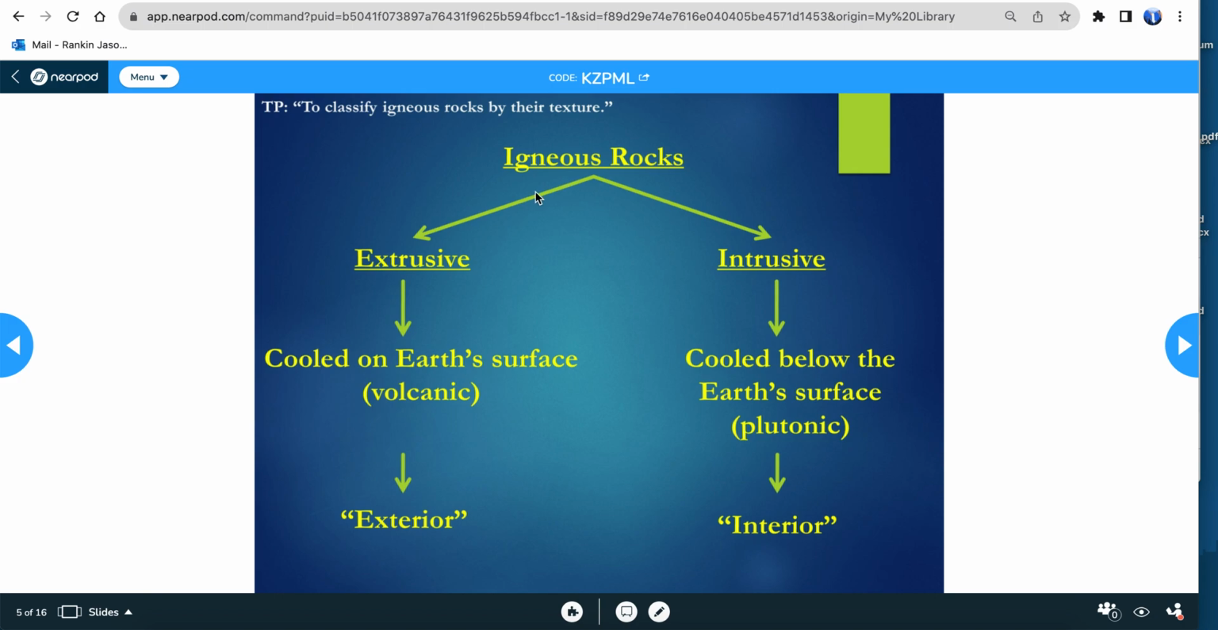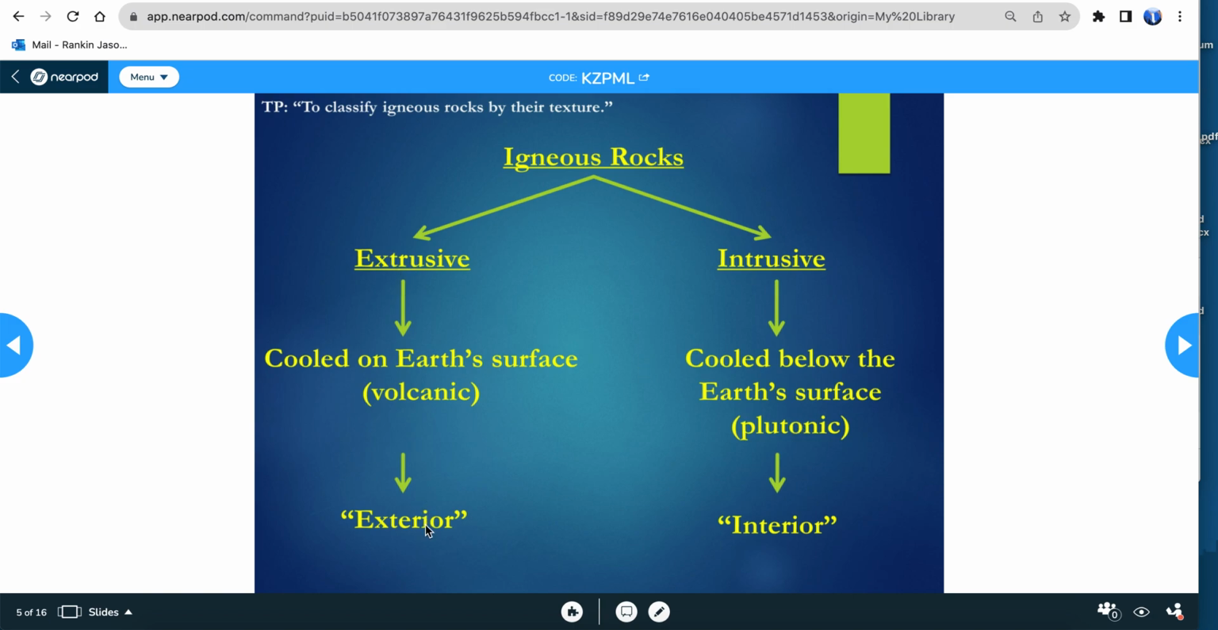All right, igneous rocks. We have two environments. One is extrusive and one is intrusive. Your extrusive rocks cooled on the Earth's surface, volcanic. Intrusive rocks cooled below the Earth's surface, plutonic.